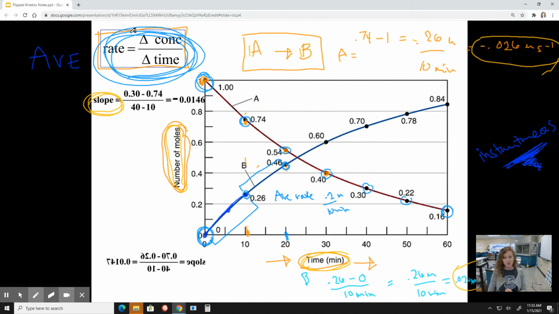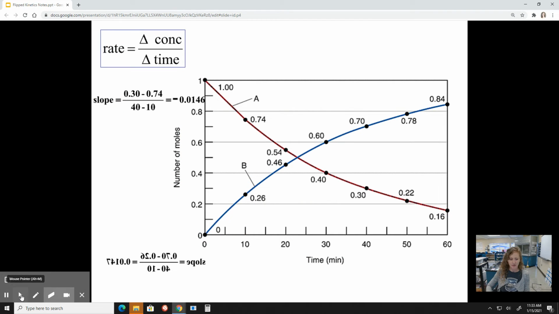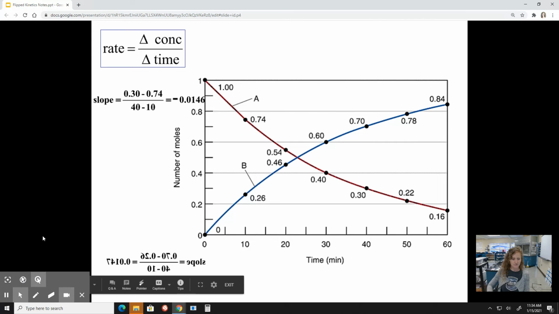Okay, lots of conclusions off of this graph. It might be a helpful time to pause and just list some of those things for yourself. See if you can do it from memory. Just repeat it one more time before we go on and talk about the next part of rate.